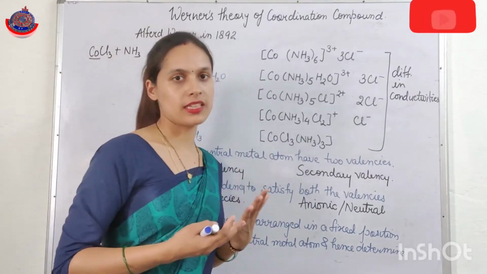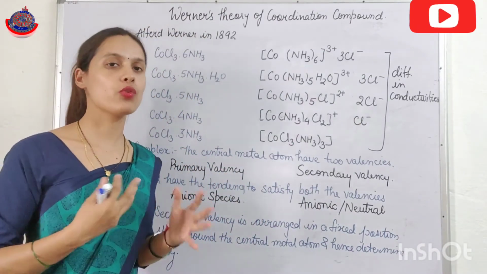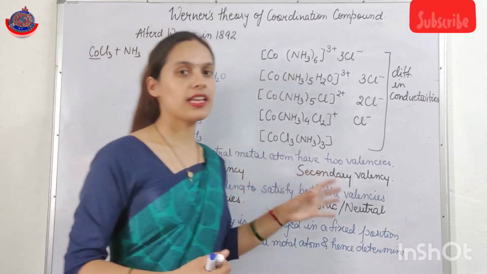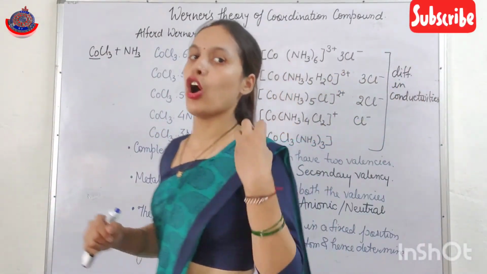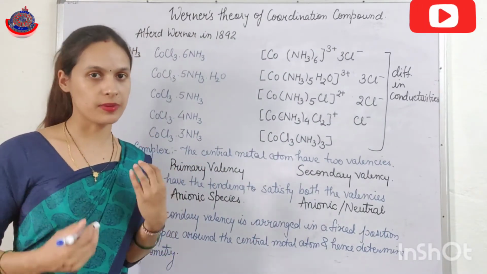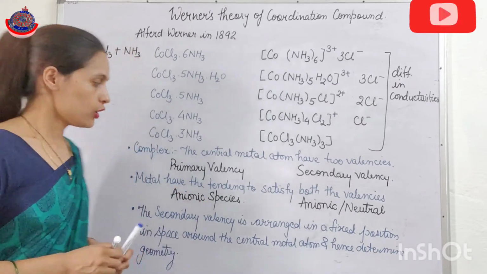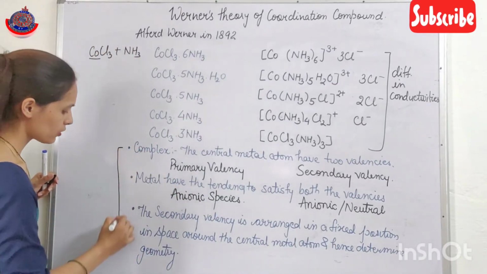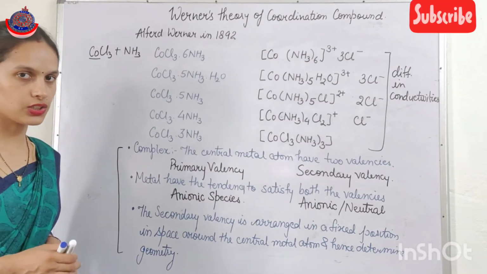वो हमें क्या बताती है? जो शेप है, जो ज्योमेट्री है कोऑर्डिनेशन कंपाउंड का, वो हमें बताती है. सो सेकेंडरी वैलेंसीज आपकी एक फिक्स पोजीशन पे आपकी अरेंज रहती है और वो हमें बताती है कि कैसे आपका कोऑर्डिनेशन कंपाउंड की ज्योमेट्री होगी, कैसे आपके कोऑर्डिनेशन कंपाउंड का शेप होगा. So these are the postulates of Werner's coordination theory. These are the postulates of Werner's coordination theory.